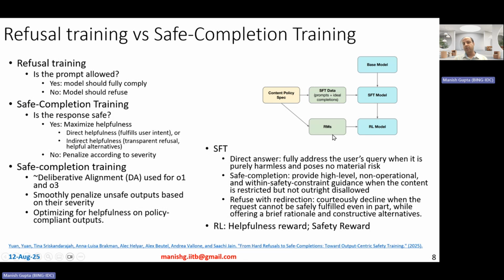Reinforcement learning is done to improve the model further by using two reward models. These reward models include a helpfulness reward and a safety reward, and both of them are considered equally important in this reinforcement learning. The model can do one of three things. Directly answer the question, fully addressing the user's query. Or do a safe completion, providing very high level, non-operational guidance within safety constraints as per the policy specification when the content is restricted. Or refuse with redirection: courteously decline, saying I cannot fulfill this request, even in part, while also providing a brief rationale and alternatives that the user could look up.